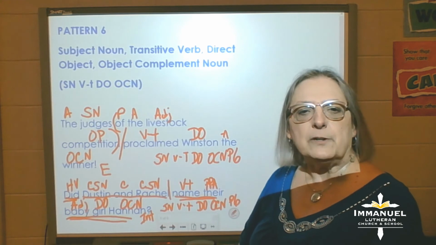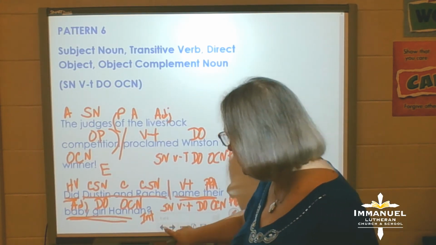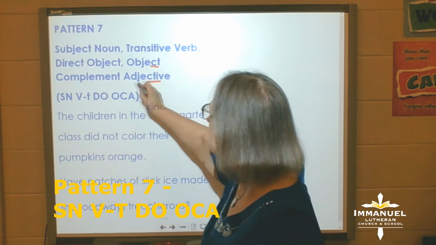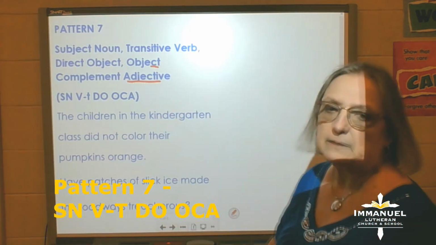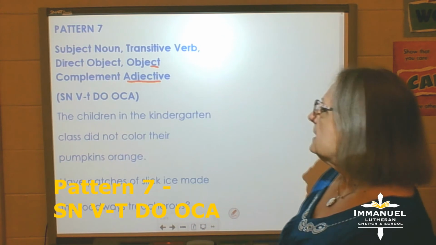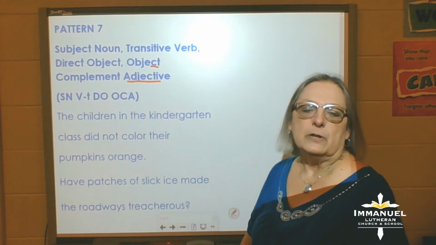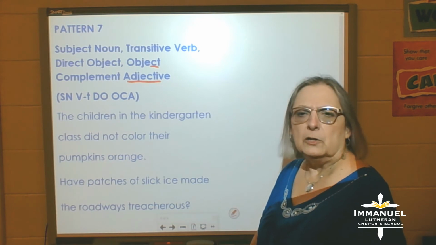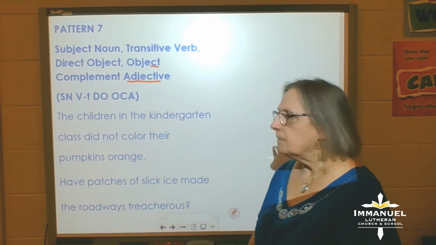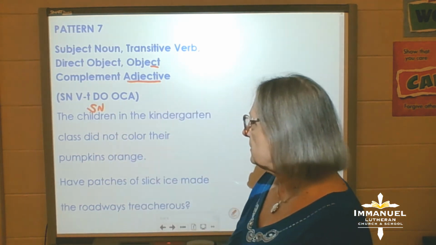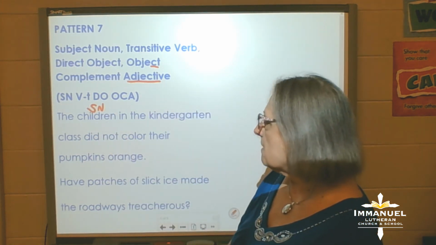So that's pattern 6. Pattern 7 is not too different. The only thing is we're going to have an object complement adjective, an OCA. Let's see how this looks. The children in the kindergarten class did not color their pumpkins orange. Who did not color their pumpkins orange? Children. What's being said about children? Children did color.